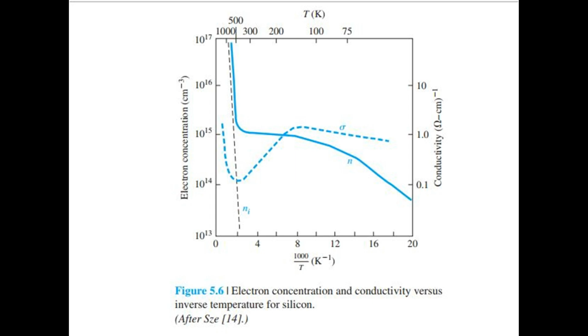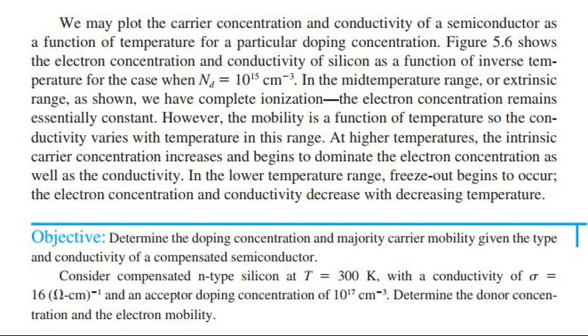Figure 5.6: electron concentration and conductivity versus inverse temperature for silicon. We may plot the carrier concentration and conductivity of a semiconductor as a function of temperature for a particular doping concentration. Figure 5.6 shows the electron concentration and conductivity of silicon as a function of inverse temperature for the case when N_d equals 10^15 per cubic centimeter.